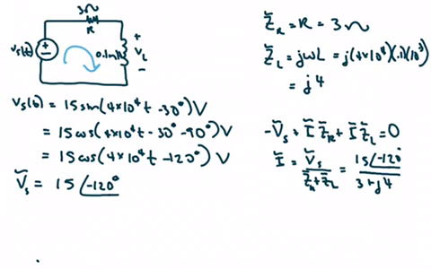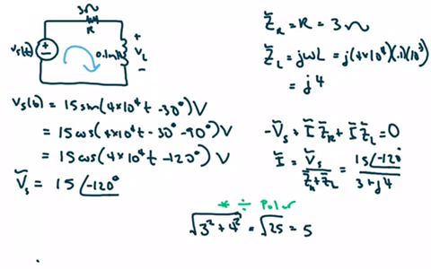Now I want that in polar coordinates because it's easier to do multiplication and division in polar coordinates. Okay, so a squared plus b squared equals c squared. So 3 squared plus 4 squared is just going to be square root of 25, which is 5. The angle is the inverse tangent of 4 over 3, which is the imaginary part over the real, which gives you 53.13 degrees.